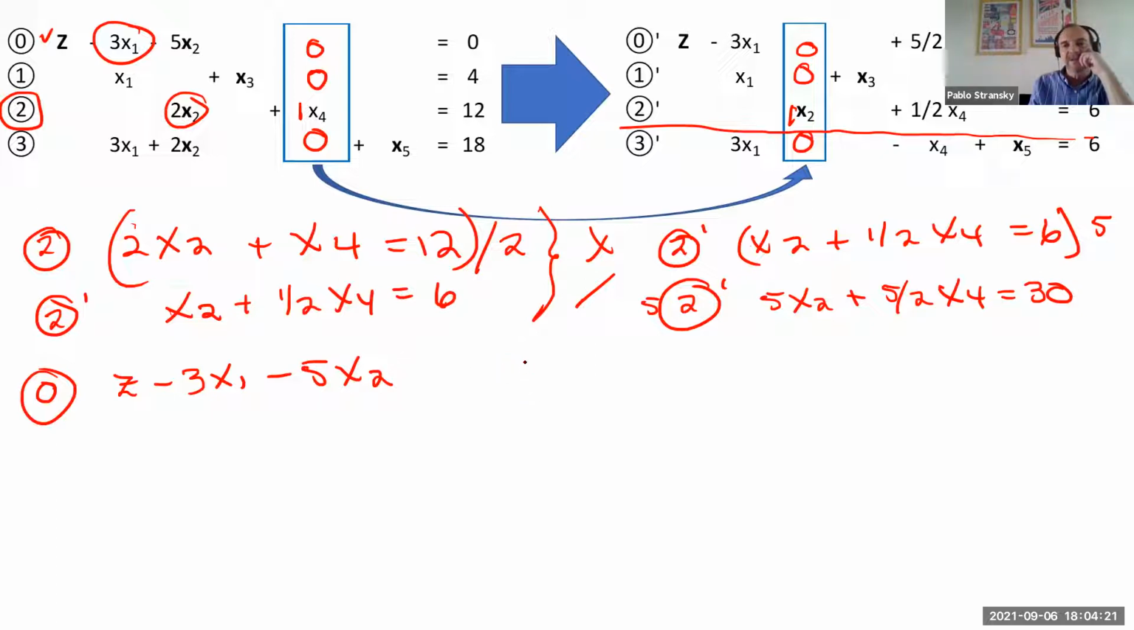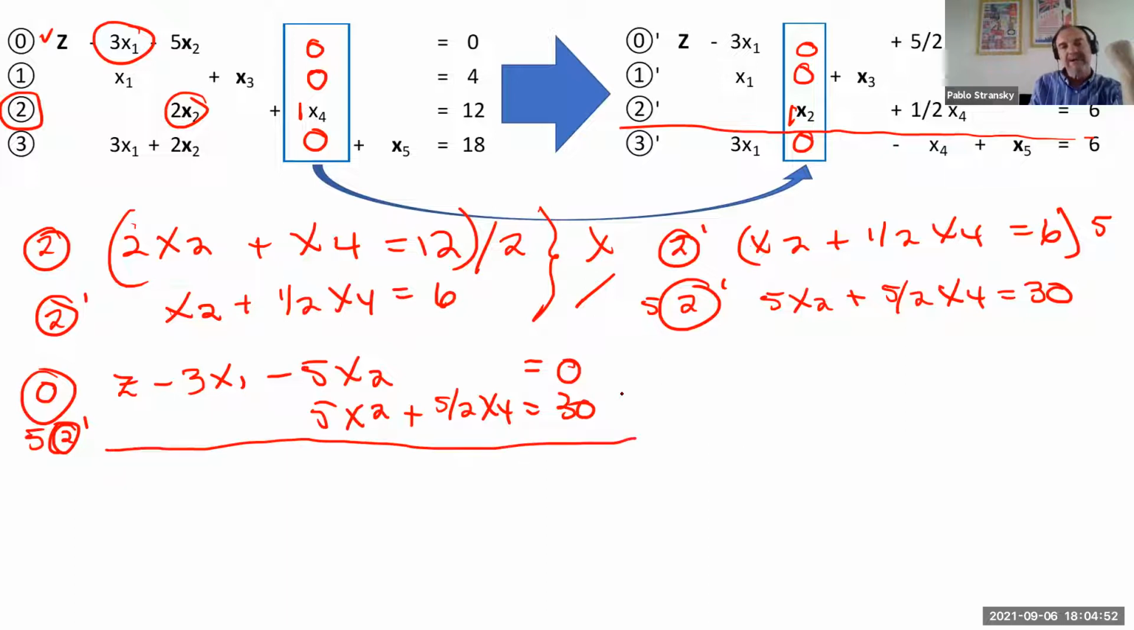I can use that equation on equation number 0. This was equal to 0. So I bring this 5x2, we say that this was equation number 2, 2 apostrophe multiplied by 5, so it's 5x2 plus 5 halves of x4 equal 30. And I only need to add. Remember, I told you we can only subtract or add. I'm going to add here.